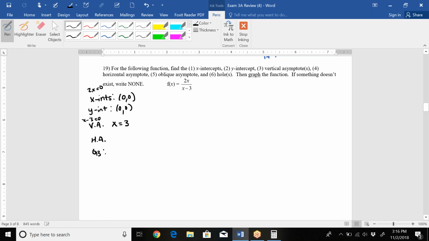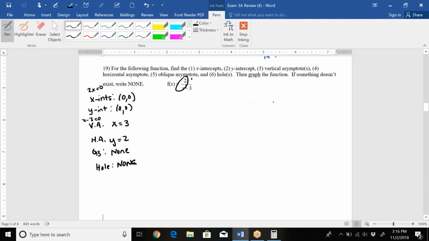Horizontal versus oblique. This is a degree of 1 over a degree of 1, so the leading coefficients would be the horizontal asymptote. So that's 2 over 1, which is 2, which means we have none for oblique. And we do not actually have a hole since there is nothing that canceled out in this problem.